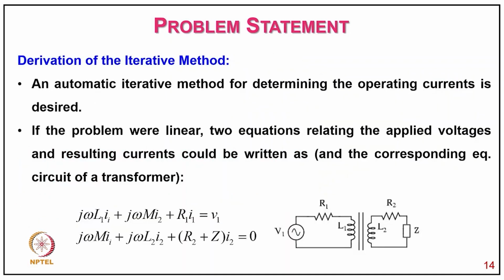Coming to the derivation of the iterative method, an automatic iterative method for determining the operating current is desired if the problem is linear. Two equations relating the applied voltage and resulting current will be written according to the equivalent circuit parameters shown in the circuit: jωL1 I1 plus jωM I2 plus R1 I1 equal to V1, and jωM I1 plus jωL2 I2 plus (R2 plus Z) I2 equal to 0.